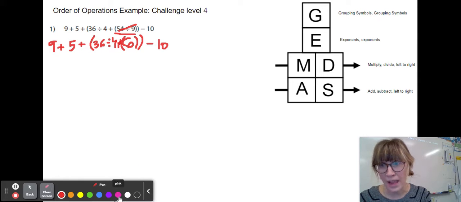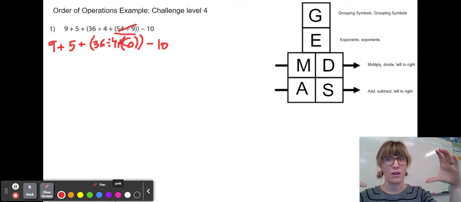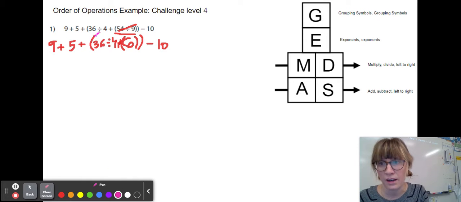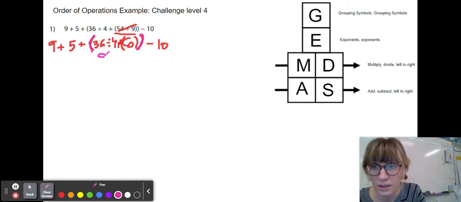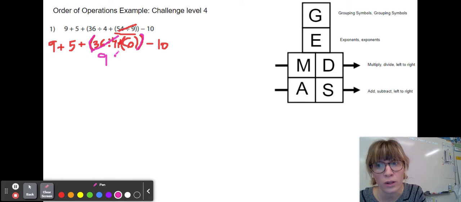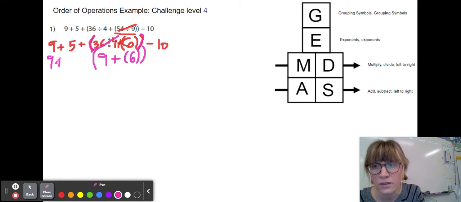So 36 divided by 4 plus 6 is now in its own set of parentheses here. So we're going to go here because we have more grouping symbols. So we can simplify what's inside of there. So 36 divided by 4 will be 9. And then we're going to say, let's not call it 36 divided by 4 anymore, but let's call it 9 and drop down everything we haven't yet used. So we're going to bring those down. We'll drop down our 9 plus 5 plus our 9 plus 6 in parentheses minus 10.